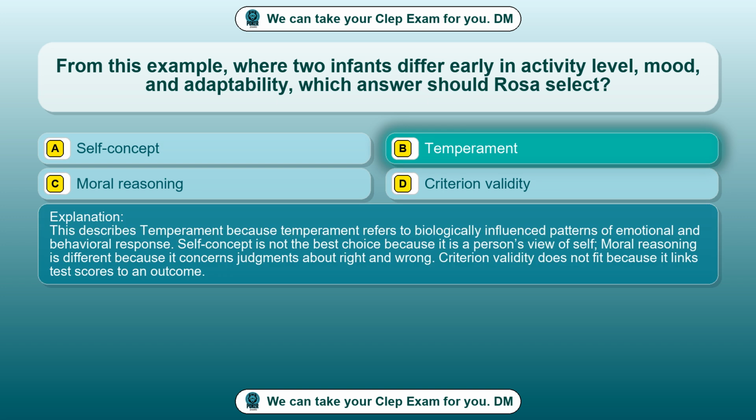This describes temperament because temperament refers to biologically influenced patterns of emotional and behavioral response. Self-concept is not the best choice because it is a person's view of self. Moral reasoning is different because it concerns judgments about right and wrong. Criterion validity does not fit because it links test scores to an outcome.